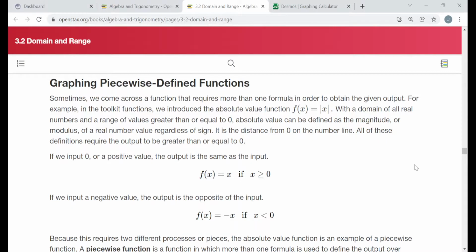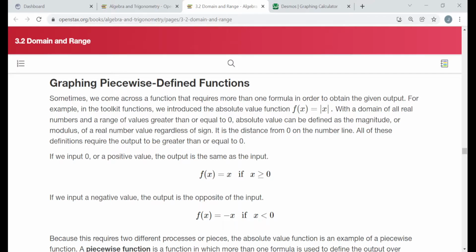Now each example I'm going to be doing in this video is taken directly from a free online textbook at openstax.org. I am in their Algebra and Trigonometry text, section 3.2, Domain and Range, under the heading Graphing Piecewise-Defined Functions. Each example will either be an example from the reading, one of the try it problems from the reading, or one of the exercises at the end of the section that's related to this particular objective.